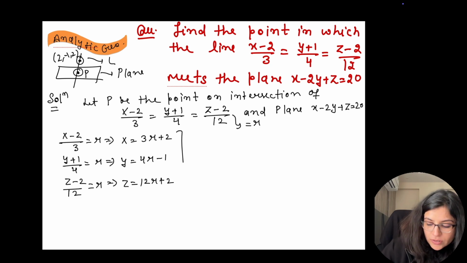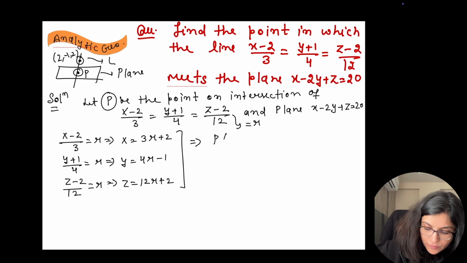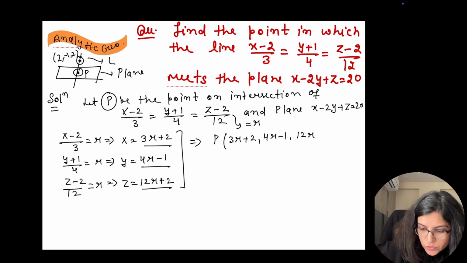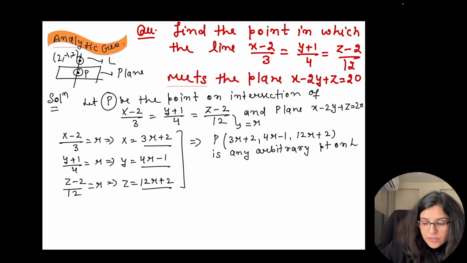So it implies P, which lies on our line L, has coordinates (3r + 2, 4r - 1, 12r + 2), which is any arbitrary point on this line. Now as r keeps varying, you will keep getting different points. So any point on this line will be of this type only.